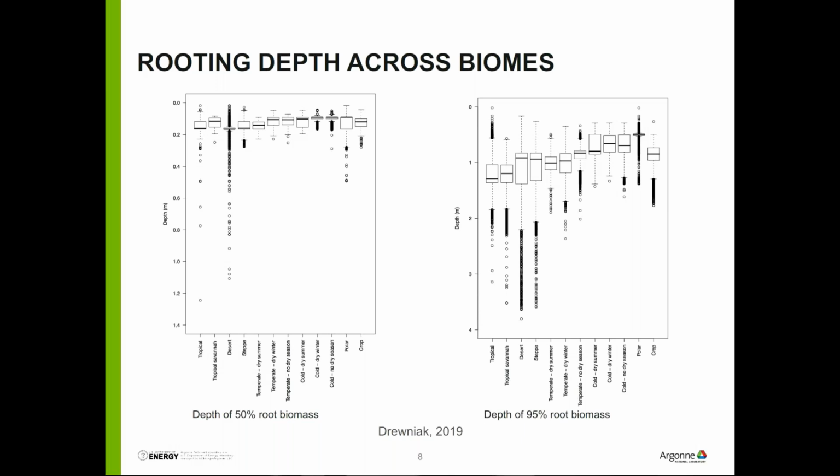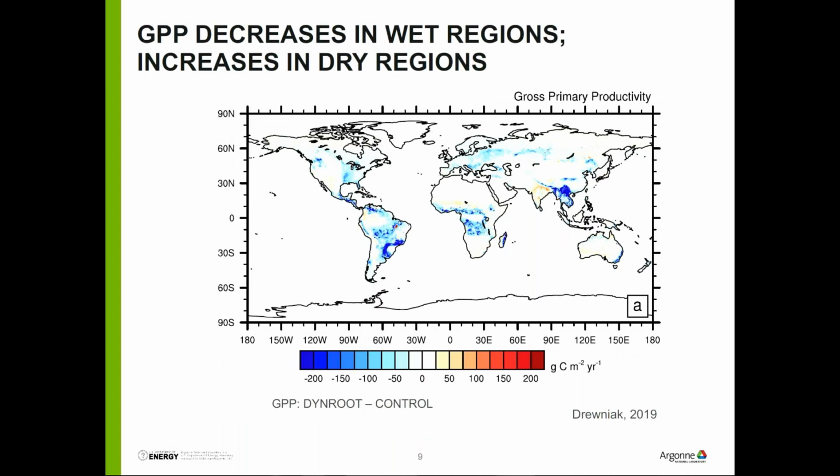And so now next I want to look at what that impact was on. I'm just going to focus on GPP. So this is showing you when we have the dynamic root model on. This is the gross primary productivity of the dynamic root model minus the control. So this is showing you the change in gross primary productivity across the globe for the simulation years that we performed.